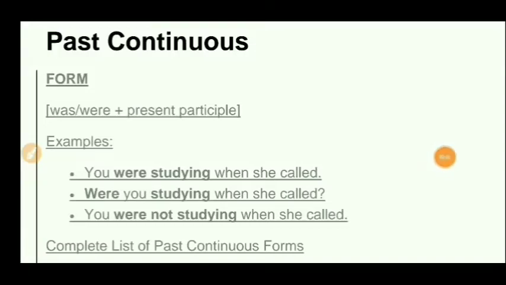Hello everyone. In the previous session we did present perfect continuous tense, and in this session I am taking past continuous tense. So students, you know very well how important tenses are.